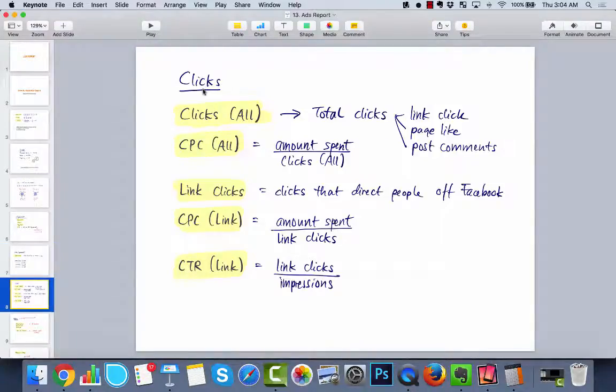So here are the metrics that are related to clicks. Clicks (all) means the total clicks that happened. The clicks here consist of link clicks, page likes, and post comments.